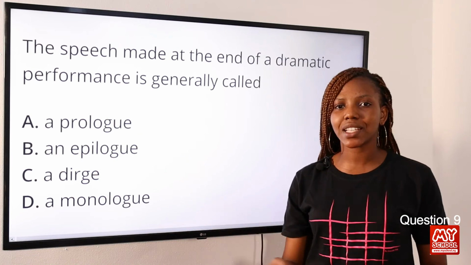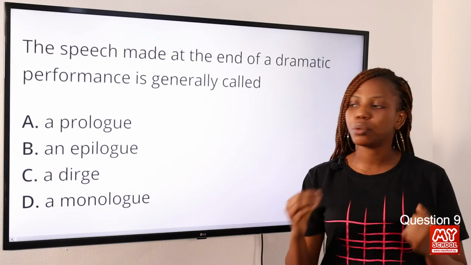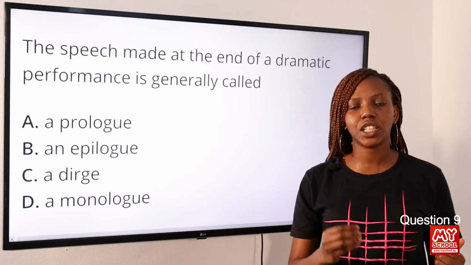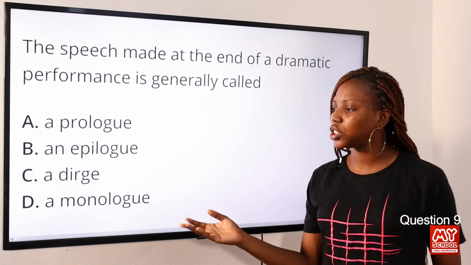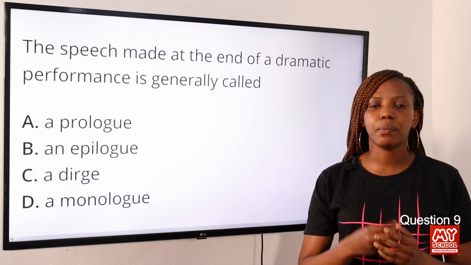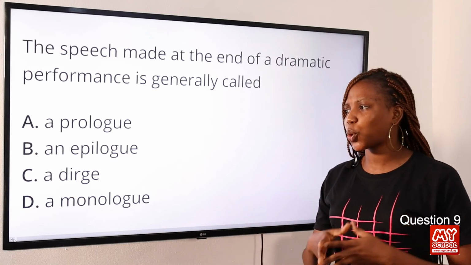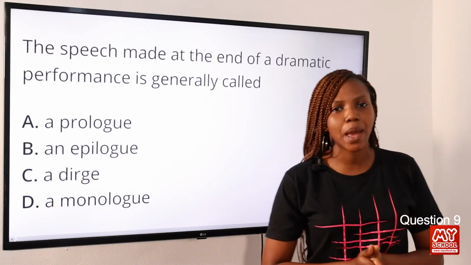Now the prologue is the introductory part, which is the speech or the writing at the beginning of a literary work. A dirge is a mournful poem. Option D, a monologue, is a long speech by an actor or an actress. So the answer to this question is option B, an epilogue.